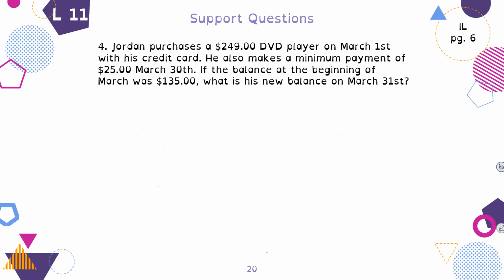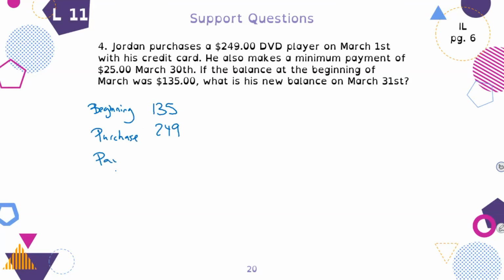Number 4: Jordan purchases a $249 DVD player on March 1st with his credit card. He also makes a minimum payment of $25 on March 30th. If the balance at the beginning of March was $135, what is his due balance on March 31st? So the balance at the beginning of the month was $135. And then the purchase was $249 for the DVD player.